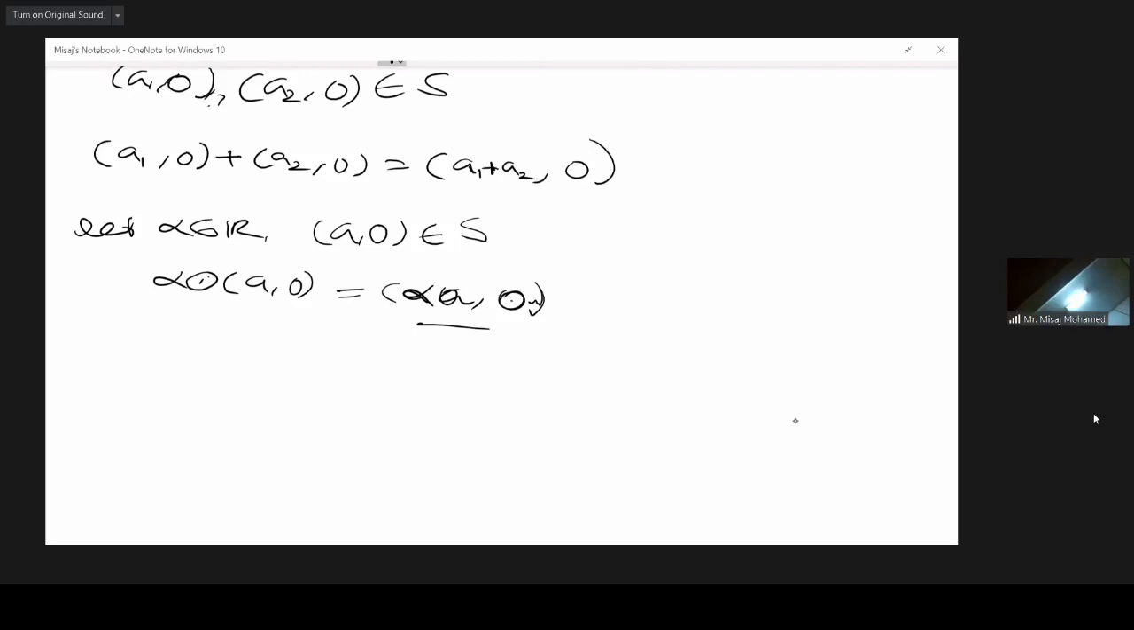Now you have to check all the other properties ne? All the other properties under this addition and this scalar multiplication. If those all 10 properties satisfied, S is a vector space over the same field as the R2 and same addition and multiplication. If so and so happened, we say that S is a subspace. Okay. So check the first property, commutative law. Is that commutative law satisfied?